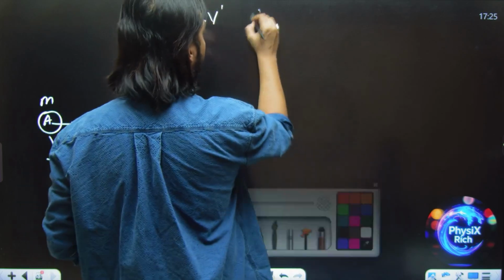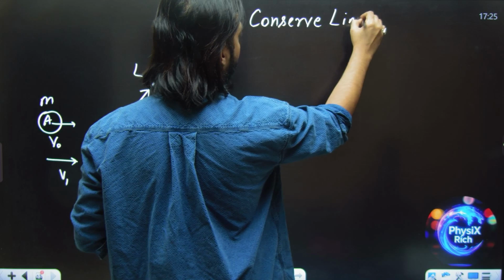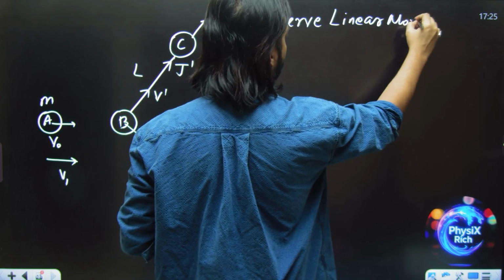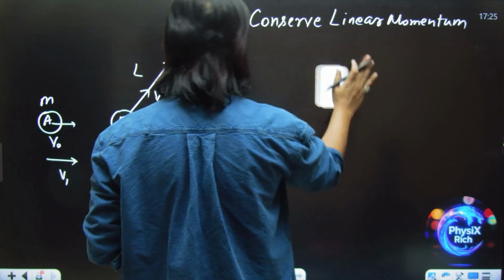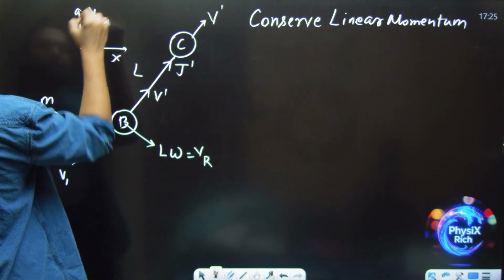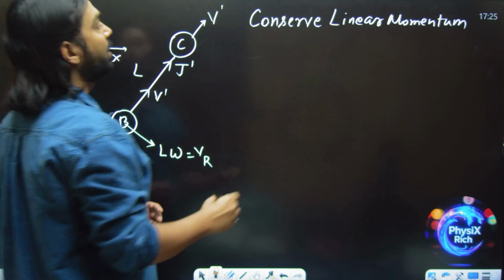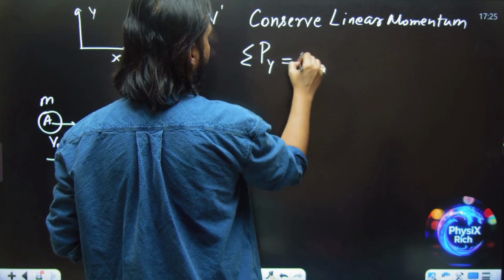So let's conserve linear momentum. But this time we will conserve it slightly differently. How will we do it this time? I'm assuming that this is the x-axis and this is the y-axis. And I will write that momentum along the y-axis is 0.